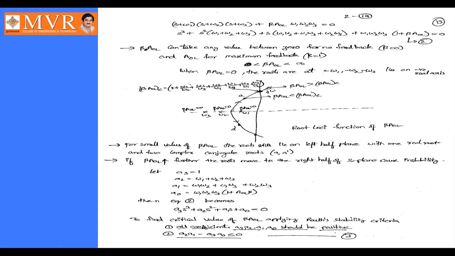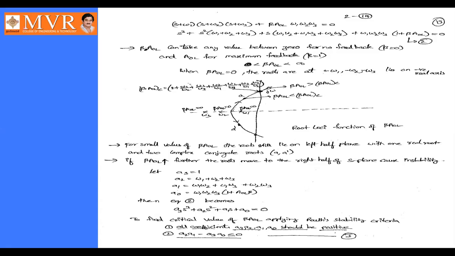So when beta is equal to 0, the roots are at minus omega 1, minus omega 2 and minus omega 3, which lie on the negative real axis. You can see here these 3 points are on the negative real axis. So for small values of beta AOL, the roots lie on the left half plane with one real root and two complex conjugate roots. If we consider beta further more than 0 and less than 1, then the roots are going to lie on the left half plane of the axis.